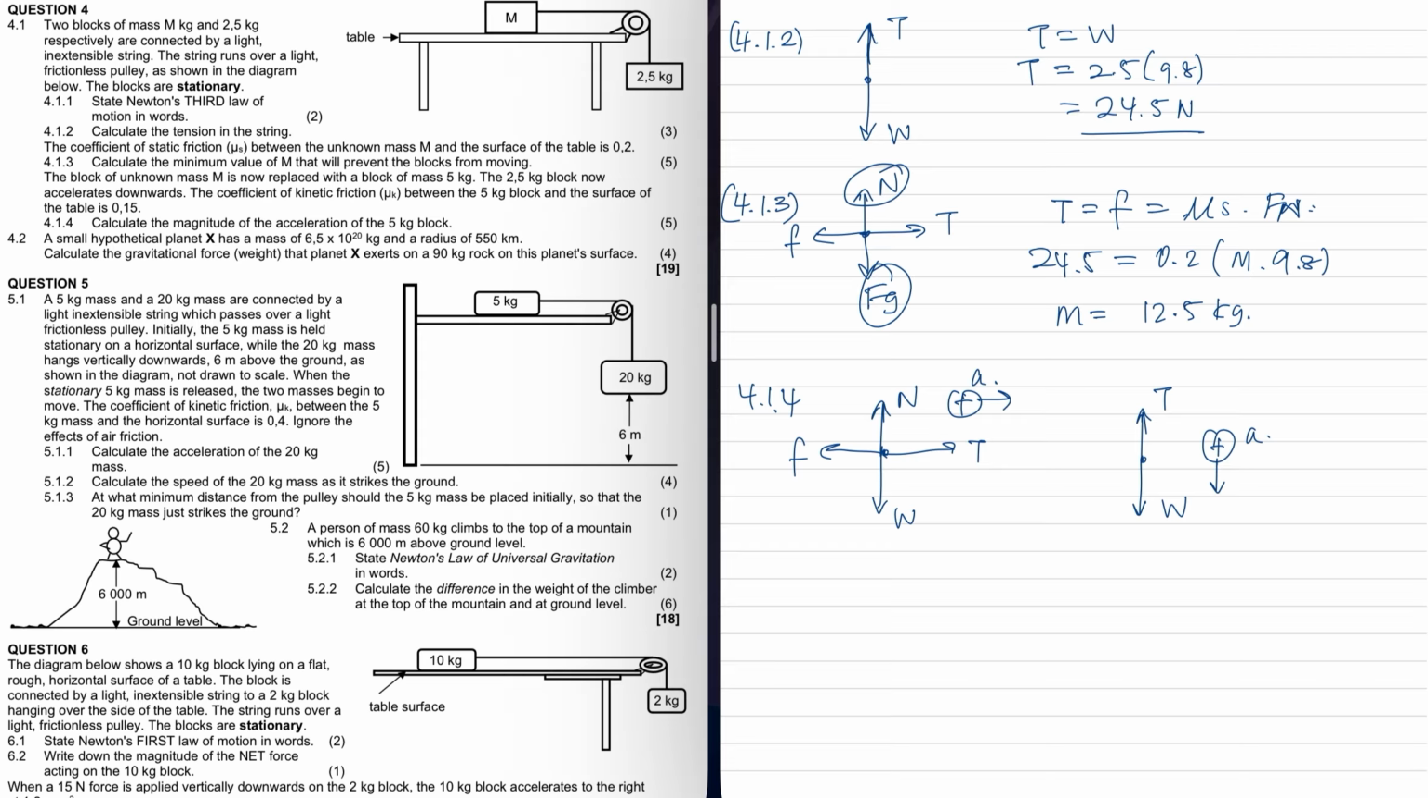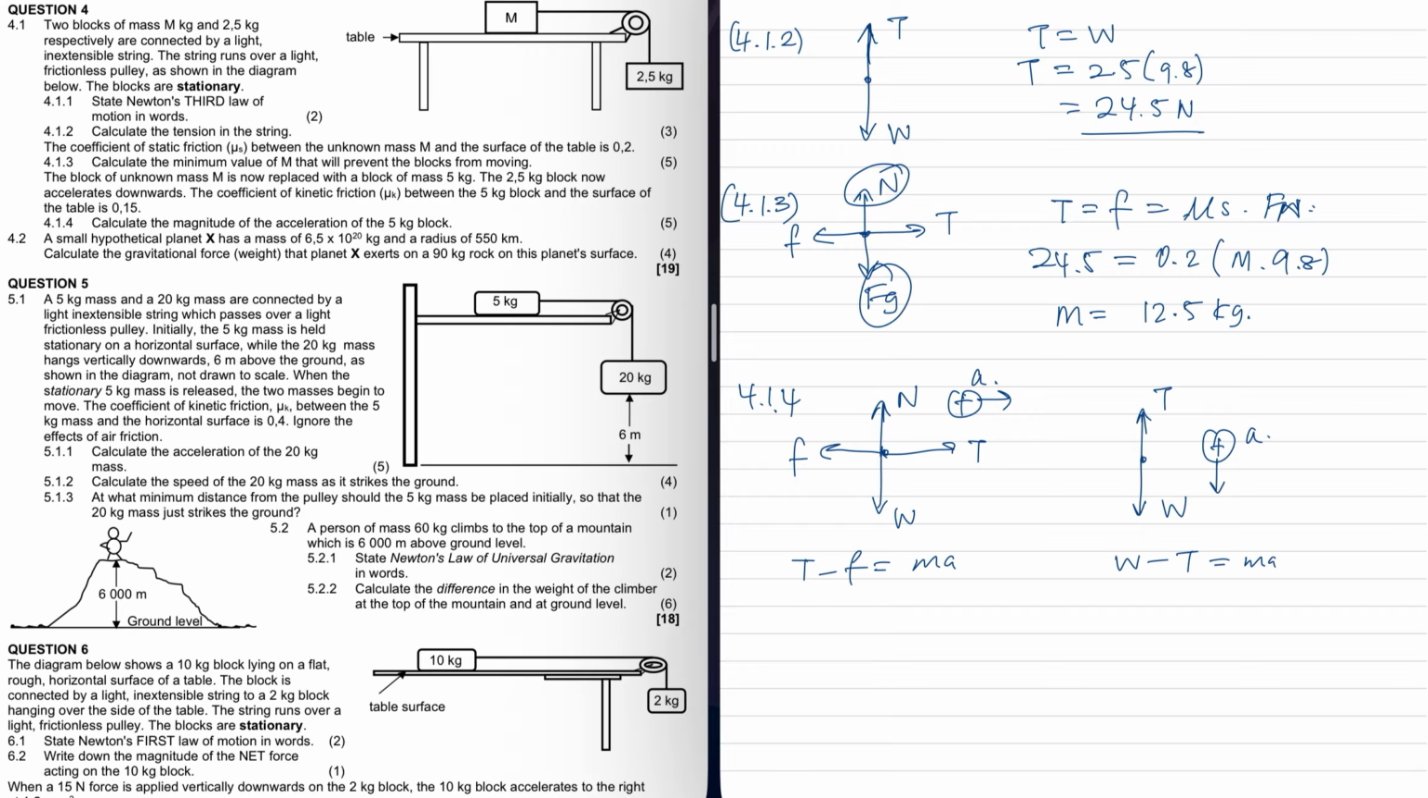So the acceleration of the 5 kilogram block is going to be the same as the acceleration for the block M, or the 2.5 kilogram block, because it's all one system, all connected with the same rope. So we can apply F net equals ma to each one and then solve simultaneously like we've been doing before. So here I'm going to say T minus F is equal to ma, and here it's going to be W minus T is equal to ma.